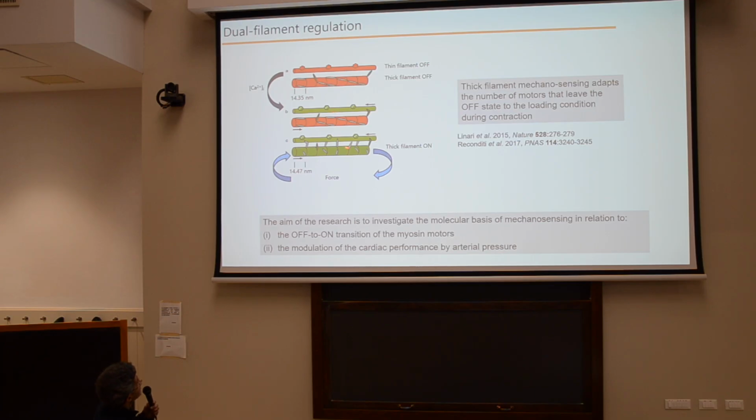the thin filament. Myosin motors cannot interact with the actin site because they lie on the surface of the thick filament, and there is a mechanosensing mechanism that is clearly not completely known, which adapts the number of motors that leave this state and now they can interact with the actin sites. The aim of our research is to investigate mainly the off-to-on transition, and then in heart how the modulation of cardiac performance occurs by arterial pressure, which is the load for the heart.